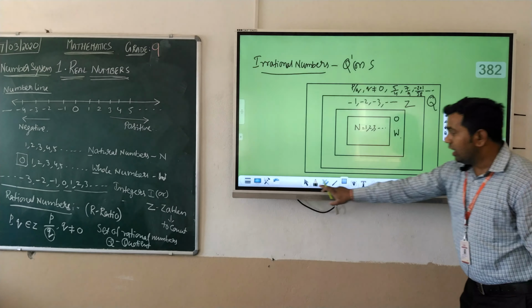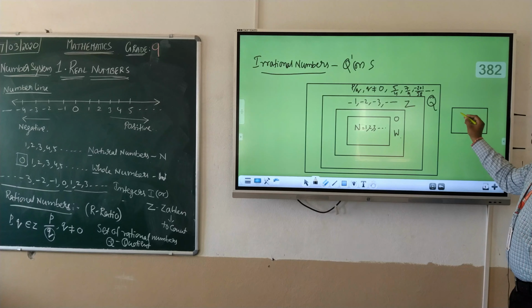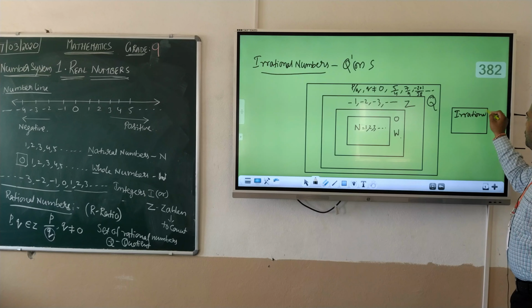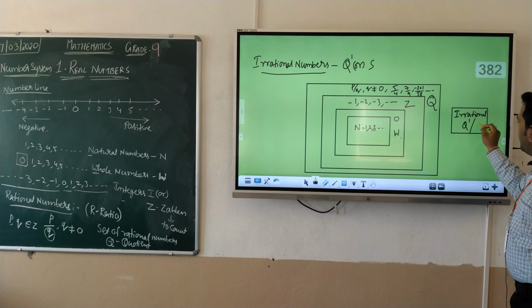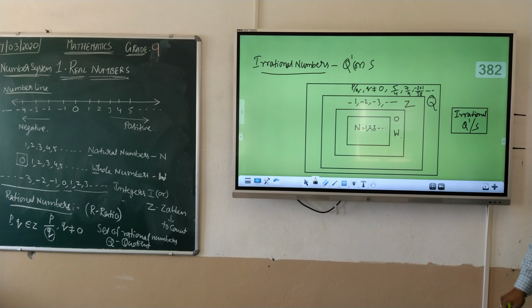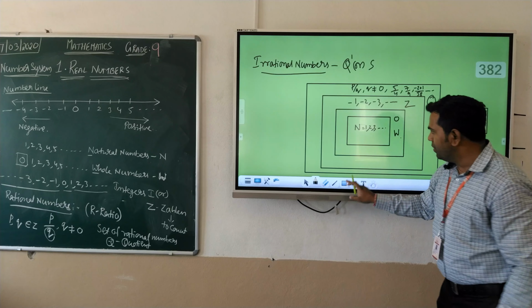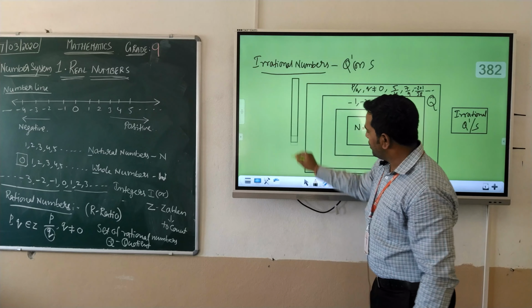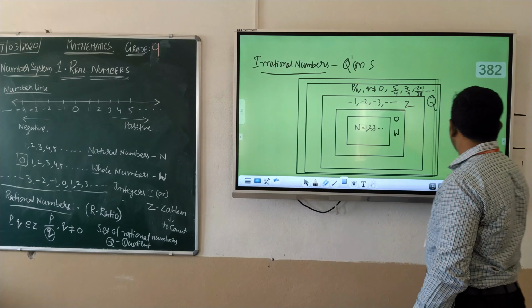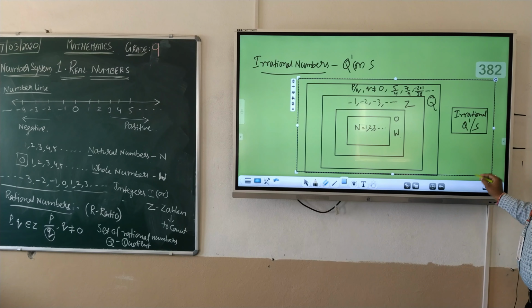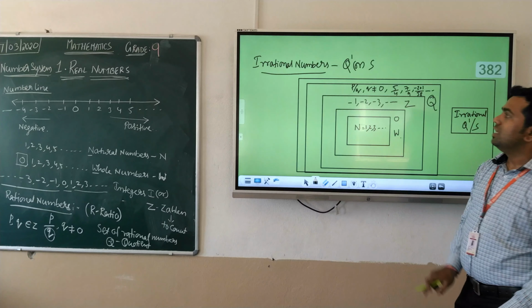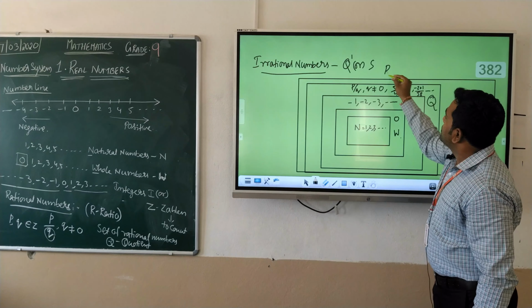We call them irrational numbers, which are generally denoted by Q dash or S. And this total set of numbers, which are rational and irrational together, we call real numbers.